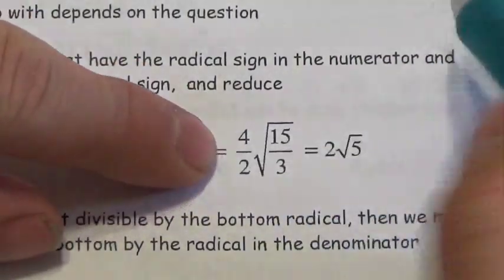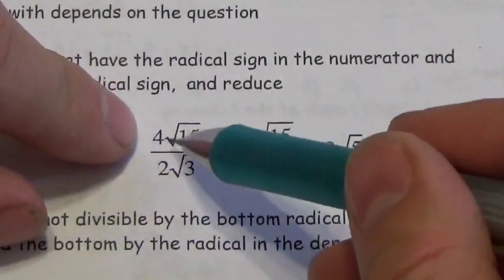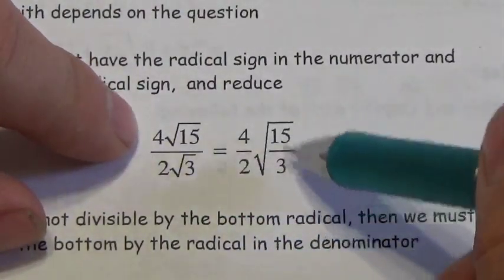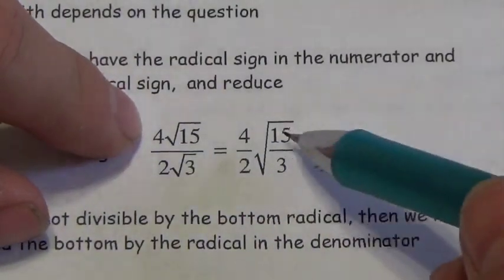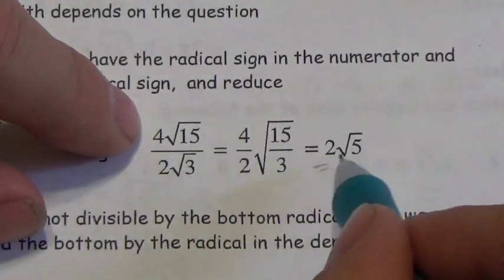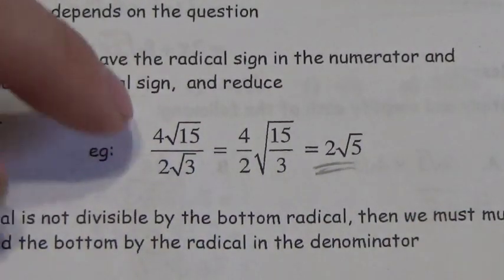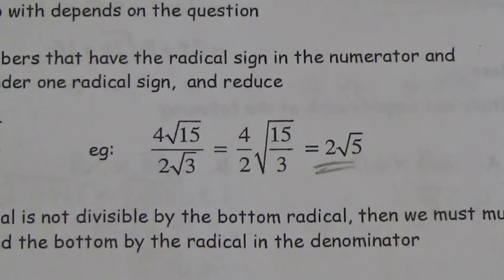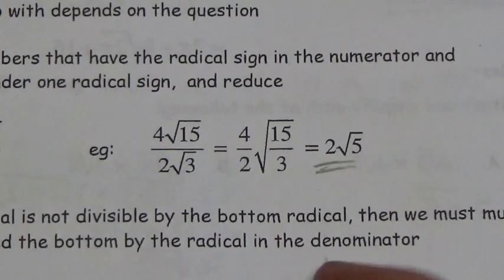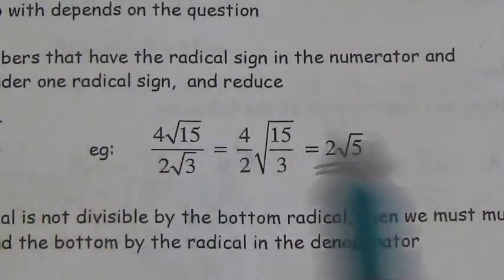So I can divide 4 divided by 2 to get 2. And then because these are both square roots, I can put them underneath one square root. And I can simplify that. 15 divided by 3 is 5. So it reduces down like that. So just like with multiplication, where you multiplied the coefficients and you multiplied the radicals, here you'll divide the coefficients and you'll divide the radicals.